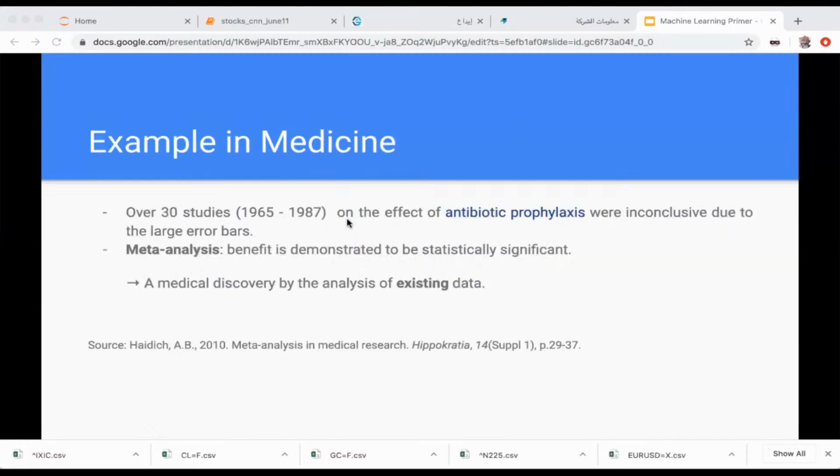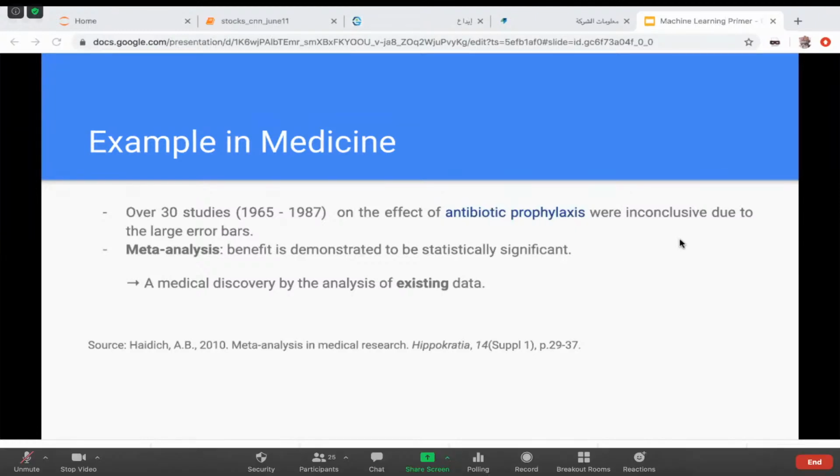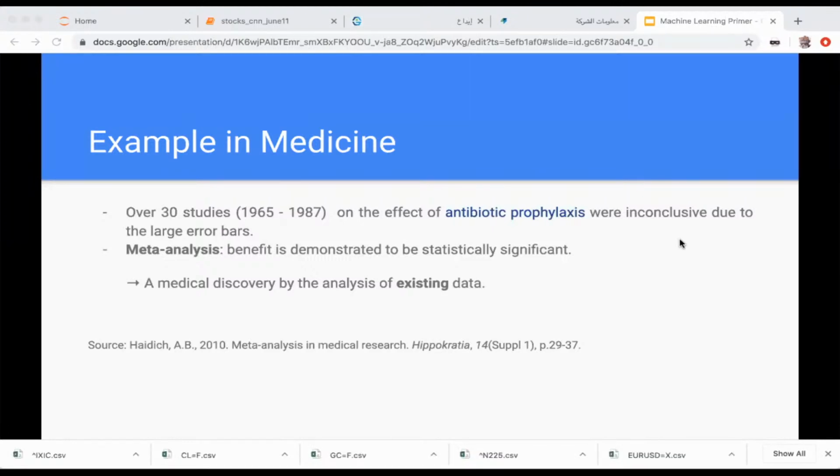Okay. So let me give you one example of how the analysis of existing data has been used to solve a problem in medicine. I earlier made the claim that data analytics is a new paradigm for discovery, so let me give you an example in medicine that illustrates this fact. The example is about a special type of antibiotics that are used to prevent infections during medical surgeries. They are commonly used today, but they were not widespread in the past. The reason is that there was not conclusive evidence yet. Since 1965, there have been over 30 studies that looked into the effect of these antibiotics.